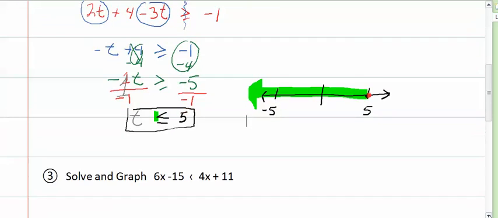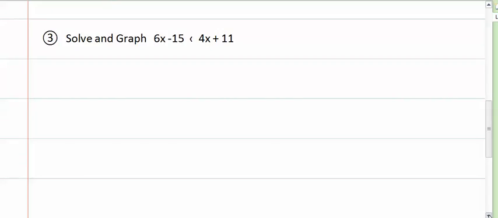Number 3, again, we're going to solve and graph. Okay, we have our inequality 6x minus 15 is less than 4x plus 11. Here's our wall. Is there anything over here that can be combined? The 6x and the 15, no. Anything over here that can be combined? 4x and 11, no. So therefore, I'm just going to start moving things across the inequality sign so that I can get an x by itself.